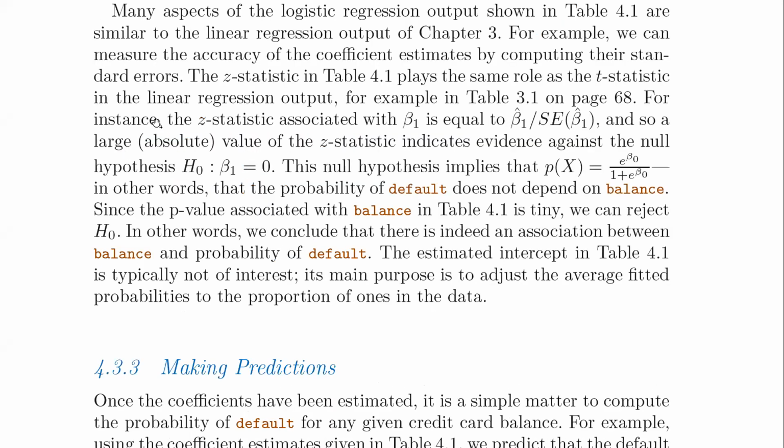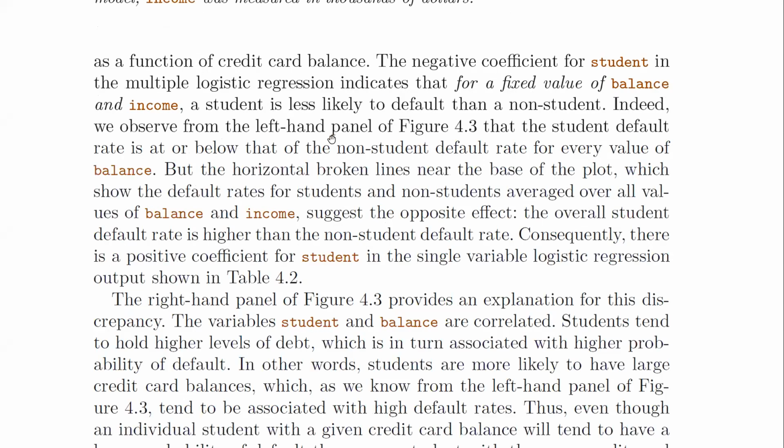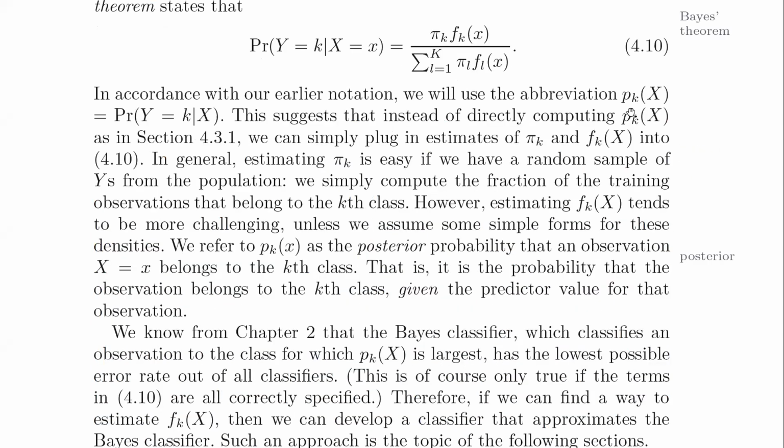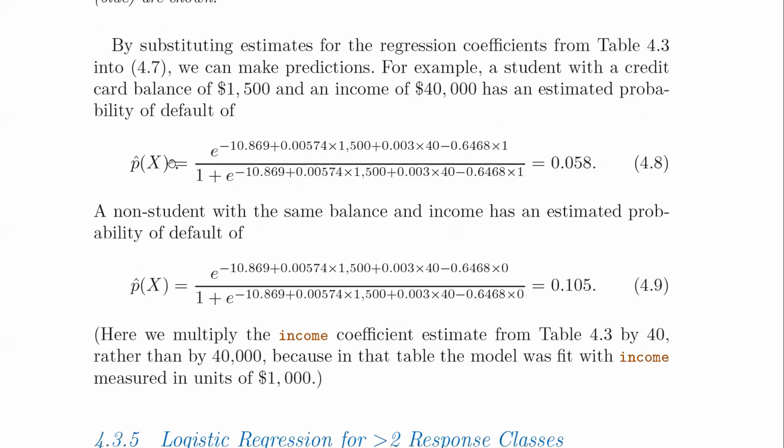Whenever we had anything like this, it was probability of default given x. But now that we have multiple classes, how can we handle that? Now we'll use a subscript. Earlier we weren't using a subscript because it was just two classes: yes or no, default yes, default no.